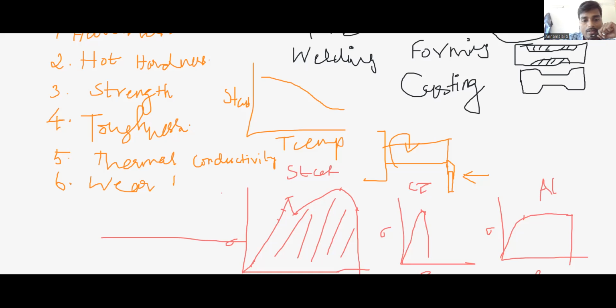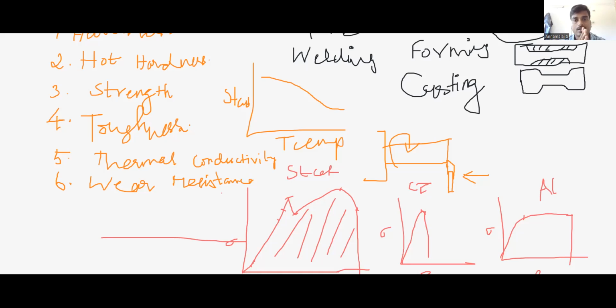The sixth important property is called wear resistance. Whenever there is an interaction between two materials, there will be a material loss. Which material will have the minimum strength or minimum hardness? For example, I'm going to rub two materials, material A and material B, together.